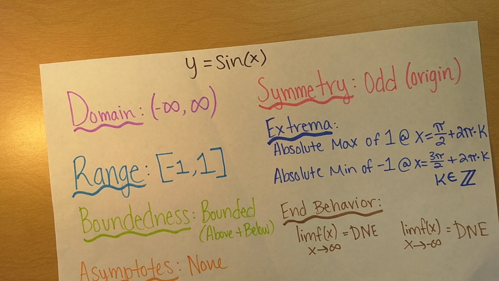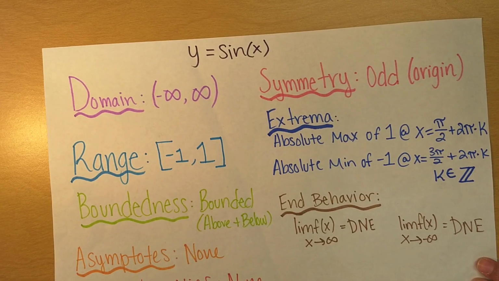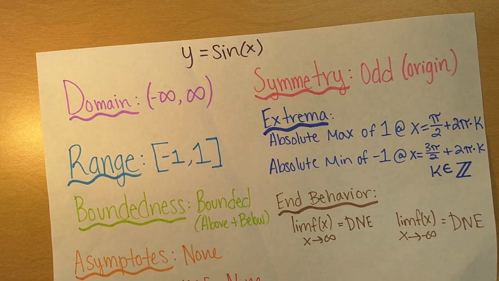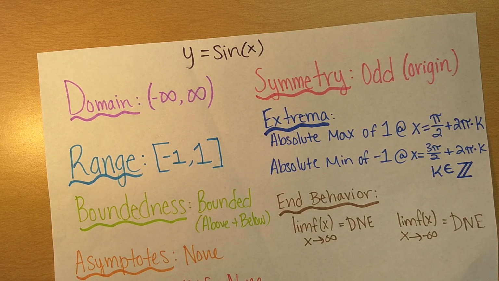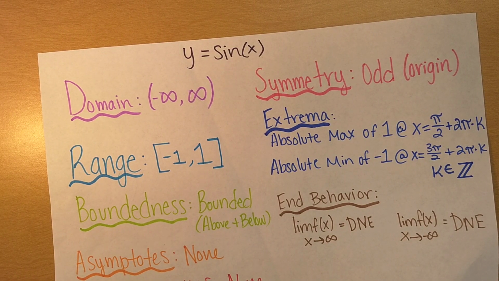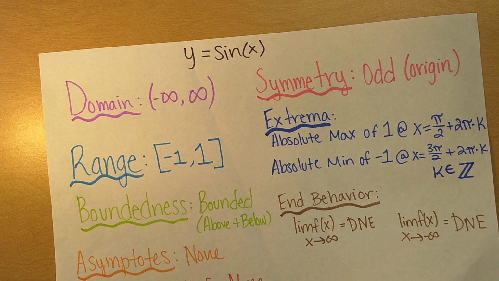In regards to extrema, the sine function has an absolute max of 1 at x equals pi over 2 plus 2 pi k, and this is because it's repeating. K is an element of the set of all integers, so plugging in an integer for k would give you another max. The function has an absolute minimum of negative 1 at x equals 3 pi over 2 plus 2 pi k. The end behavior for the sine function does not exist, whether x approaches infinity or negative infinity.